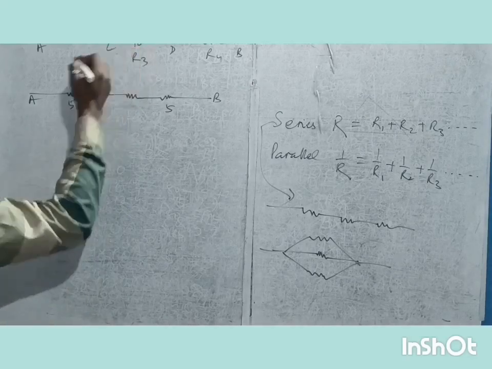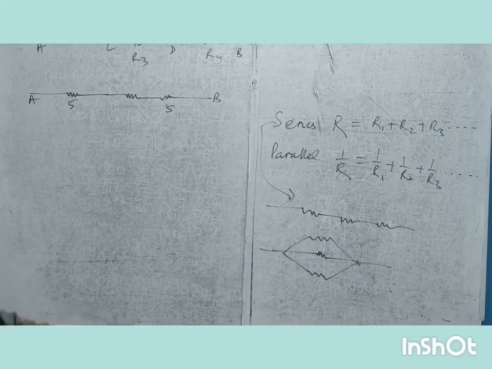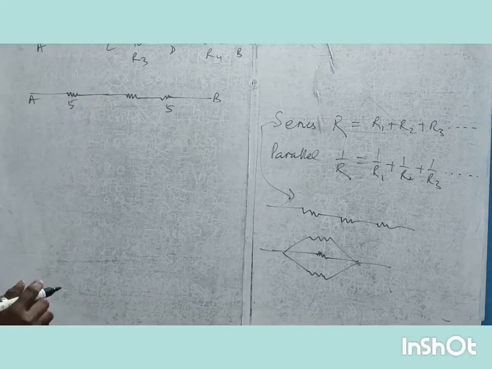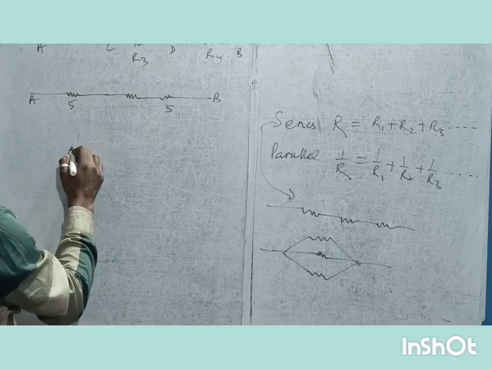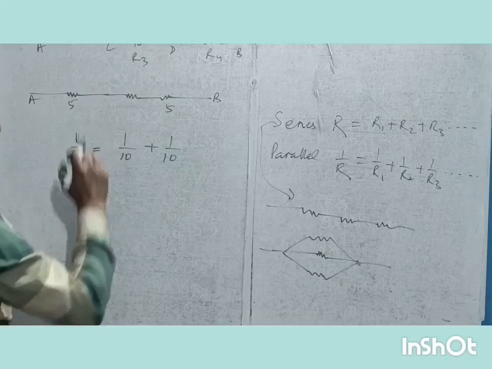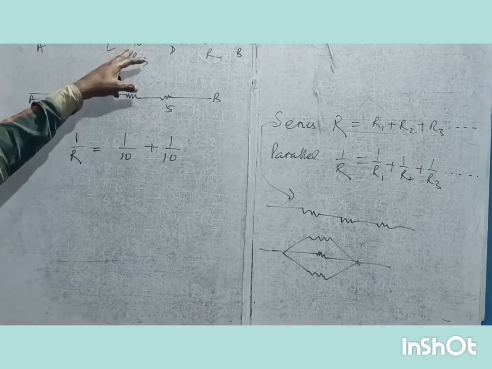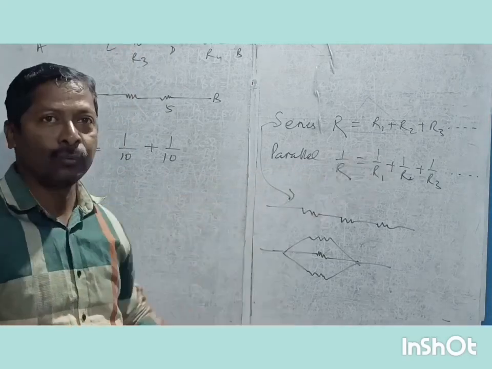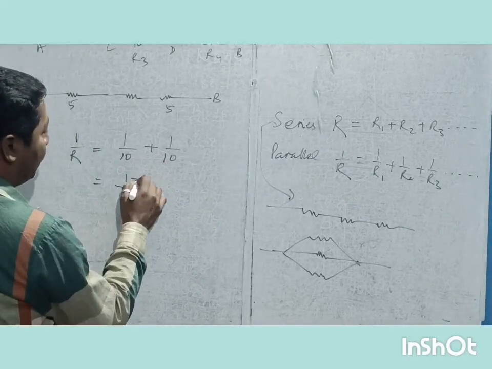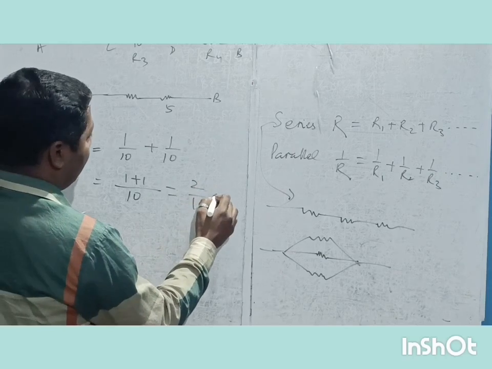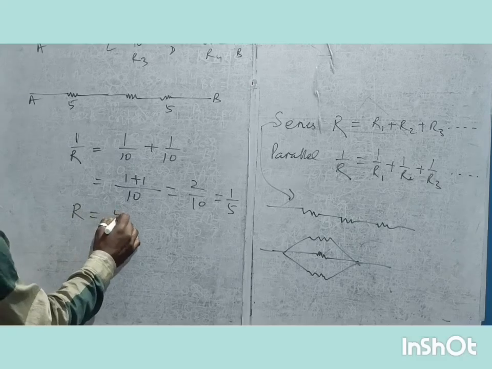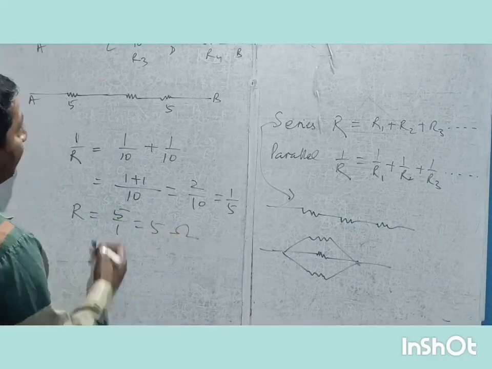So let's calculate R2 and R3 first. Let's make R2 and R3 into a single resistor by calculating the equivalent resistance. So 1 by R equals 1 by R1 plus 1 by R2. Two resistors are there, so I am calculating in this way: 10 and 10 in parallel. So I am writing the parallel rule for 2 resistors. So how much? 1 plus 1, 2 by 10 equals 1 by 5. Okay, so R will be how much? 5 by 1, 5 ohm. This is also 5.